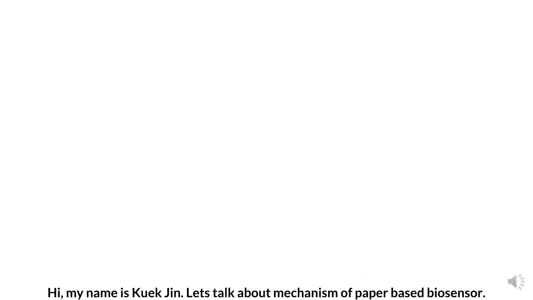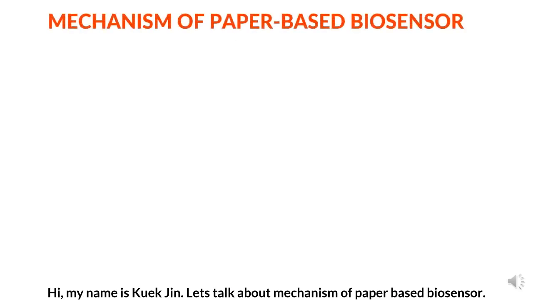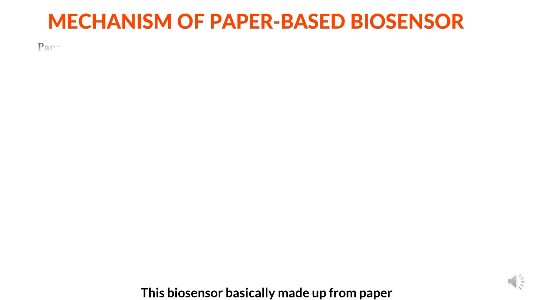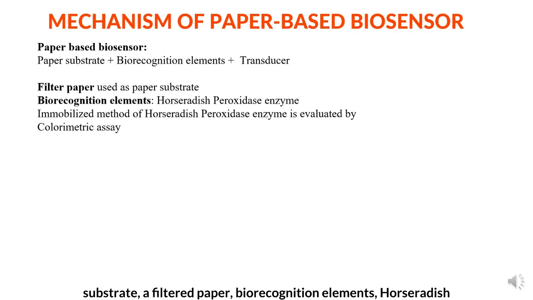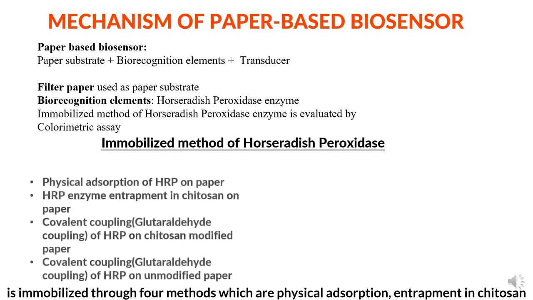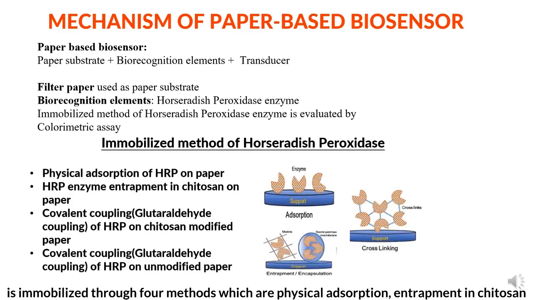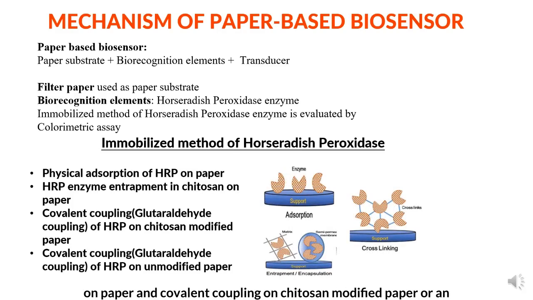Let us talk about the mechanism of paper-based biosensors. This biosensor is basically made up of a paper substrate, a filter paper, biorecognition elements, horseradish peroxidase, HRP, and a transducer. In our studies, HRP is immobilized through four methods, which are physical adsorption, entrapment in chitosan on paper, and covalent coupling on chitosan-modified paper or an unmodified paper.